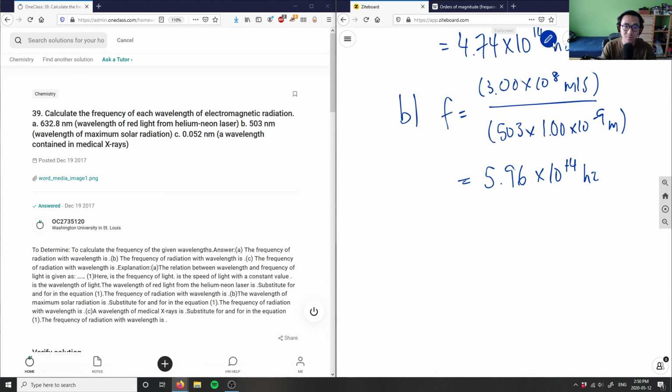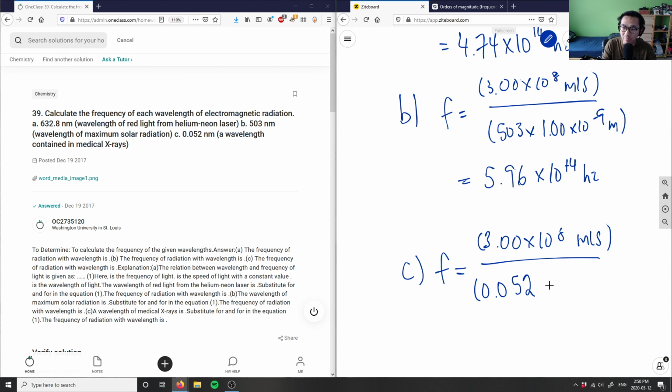And finally, my last one here is wavelength contained in medical x-rays, right? So medical x-rays will be much, much smaller. So I have 3.00 times 10 to the power of 8 meters per second. I'm going to divide that by, again, I need to convert nanometers, 0.052 nanometers into meters, right? So again, 10 to the negative 9 meters is my conversion factor. So again, I'm inputting this into my calculator, 3.00 times 10 to the 8 divided by 0.052 times 1 times 10 to the power of negative 9.